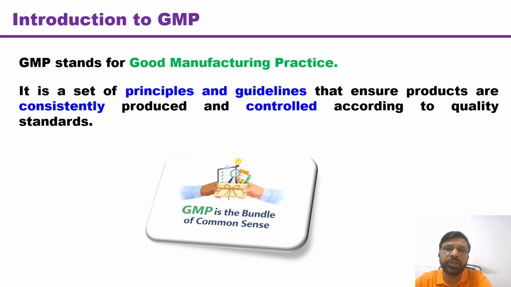Now we'll see the introduction to GMP. GMP stands for Good Manufacturing Practices. It is a set of principles and guidelines that ensure products are consistently produced and controlled according to the quality standards. Basically, GMP is giving the assurance that we are producing the product with high standard.